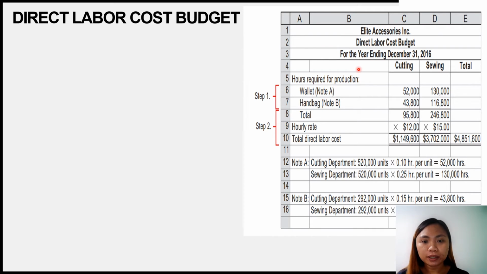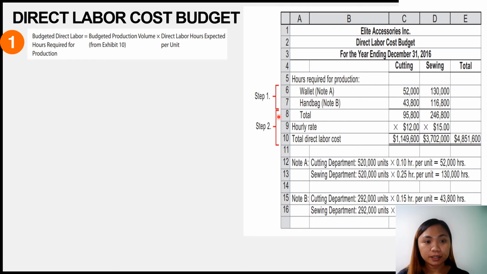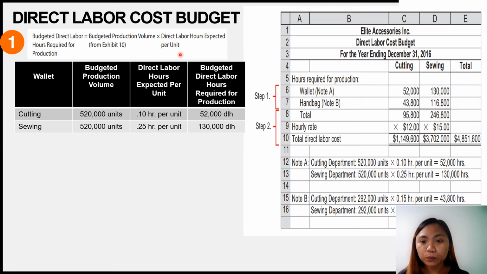So to compute, we need to follow these two steps. First is the computation of the budgeted direct labor hours required for production. The formula is budgeted production volume times direct labor hours expected per unit. As what we have computed earlier, for the wallet, the direct labor hours needed in the cutting department is 52,000, while it is 130,000 direct labor hours in the sewing department.